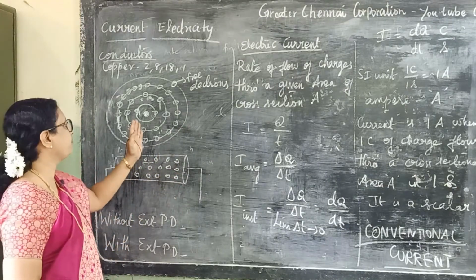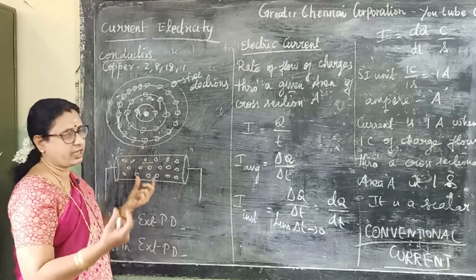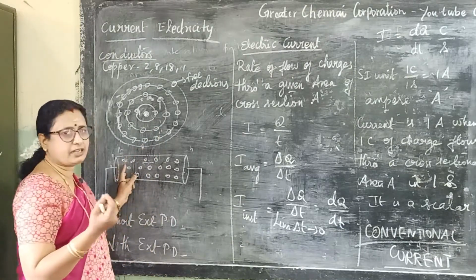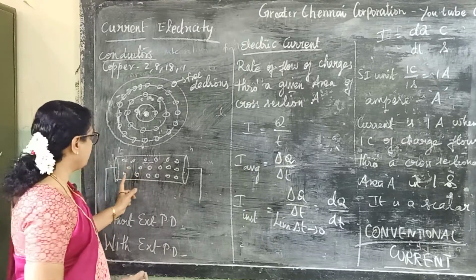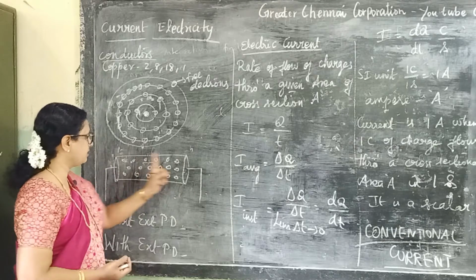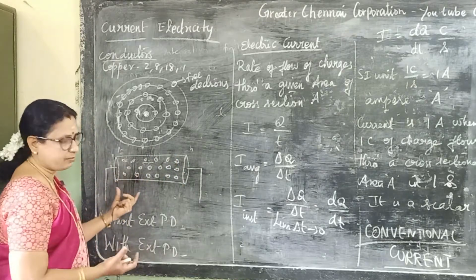Here we have drawn only a single copper atom, but if we take a wire it will have millions of copper atoms. Each copper atom will contribute a free electron. So let us assume this is copper. This is the whole copper wire. I have drawn it in a magnified manner.